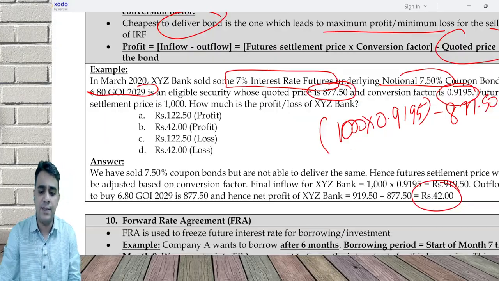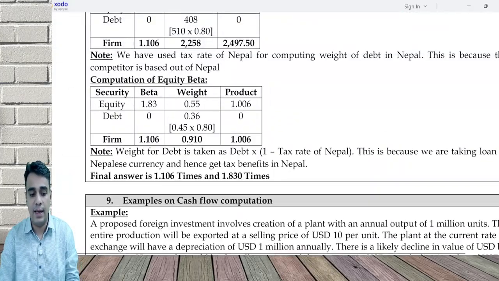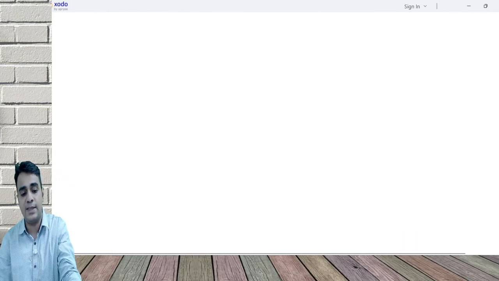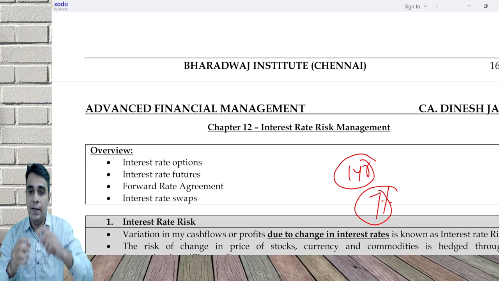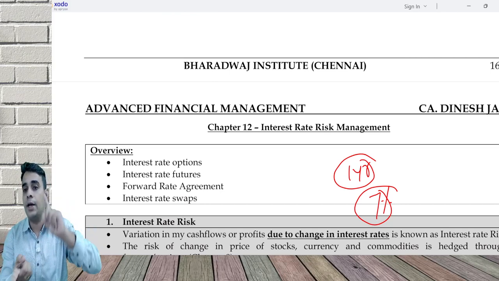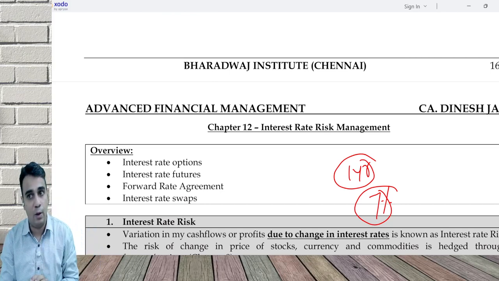So what we learnt is there is a risk called interest rate risk. What is an interest rate risk? Variation in interest rate which is impacting me. If interest rate goes up, I get a protection using a cap option. If interest rate is going down, I get a protection using a floor option.